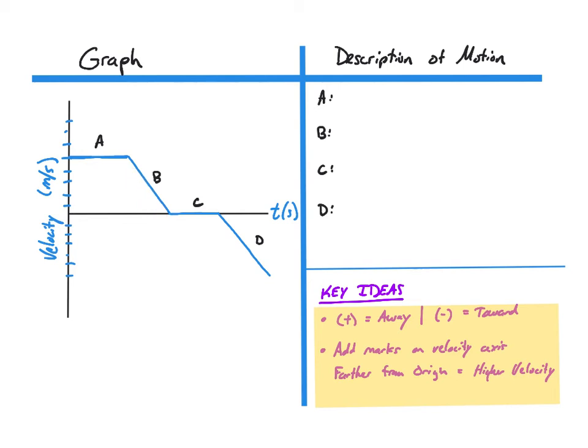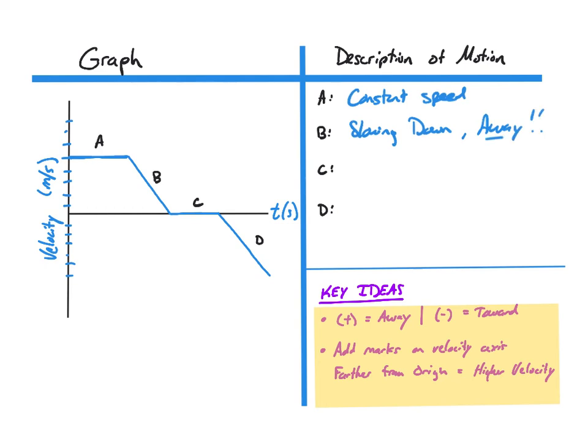So if I look at A and B, I know that this is a constant speed, and this is actually slowing down. And I'm slowing down, but I'm still positive, so I'm still moving away.